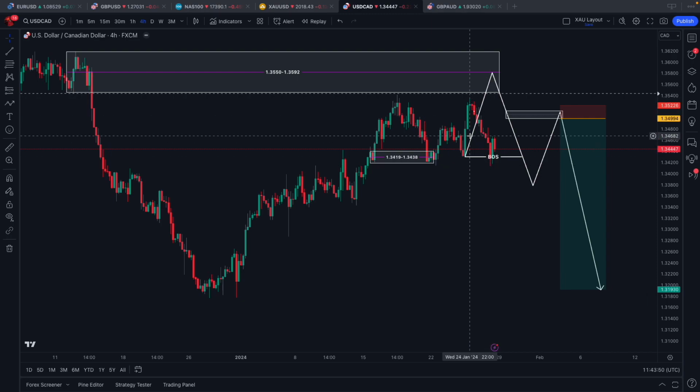And I'd have to wait and see price trade into a valid area of interest in order for me to get involved in this market. I am definitely a bear and I am looking to go short. We just need to have the right confirmation in order to get involved.